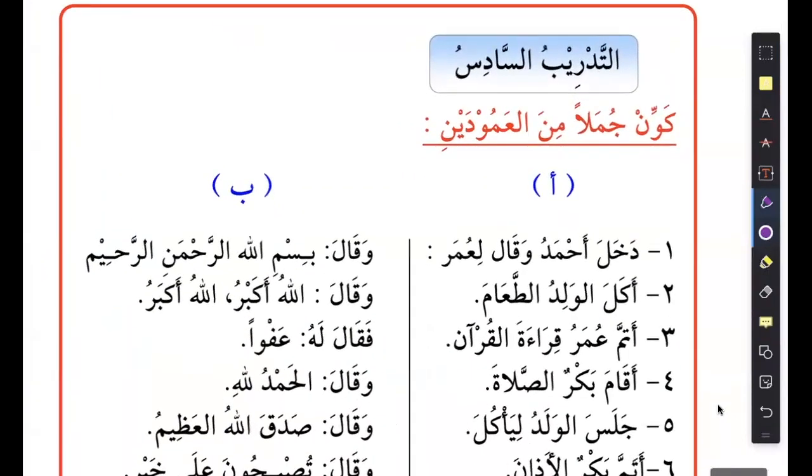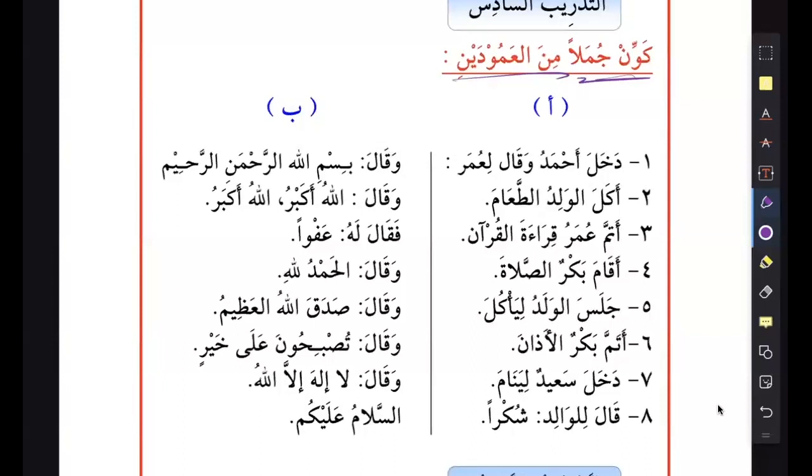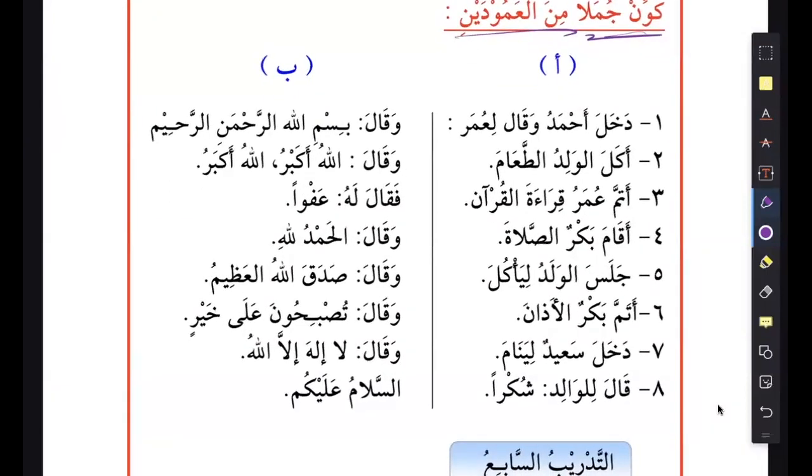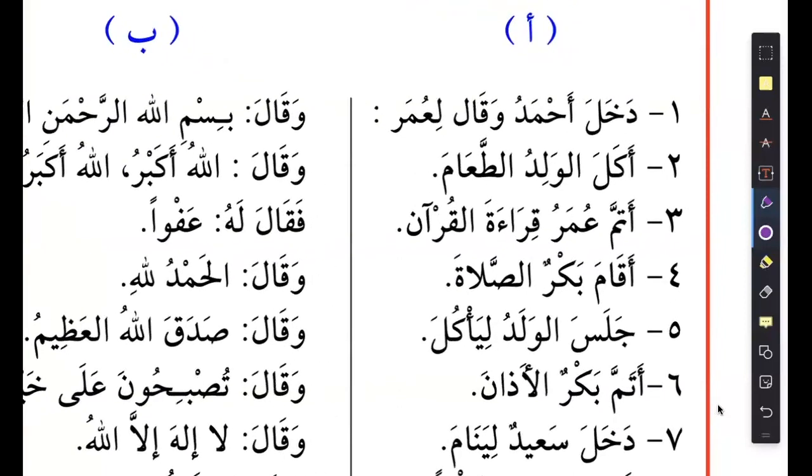Now, then we have التدريب السادس, the 6th exercise. كون جملا من العمودين. عمود is column. Okay, so make sentences from 2 columns. So we have 2 columns, and then they want you to make a sentence by connecting. So again, this one should be very simple. So I'll just probably do 1 or 2.